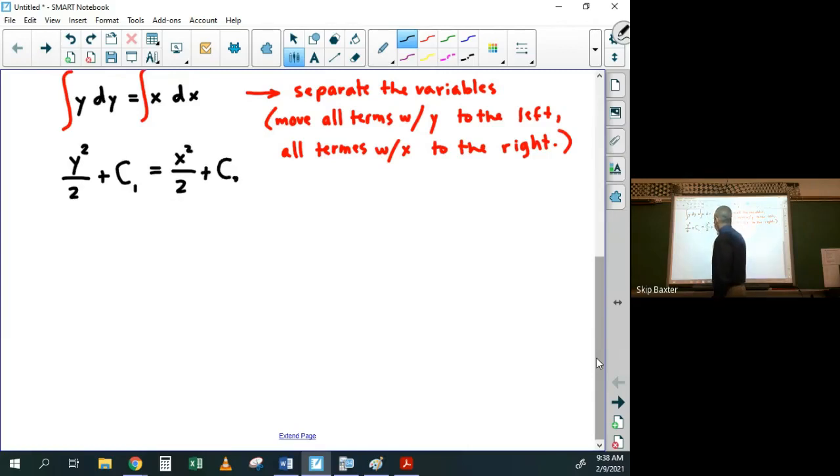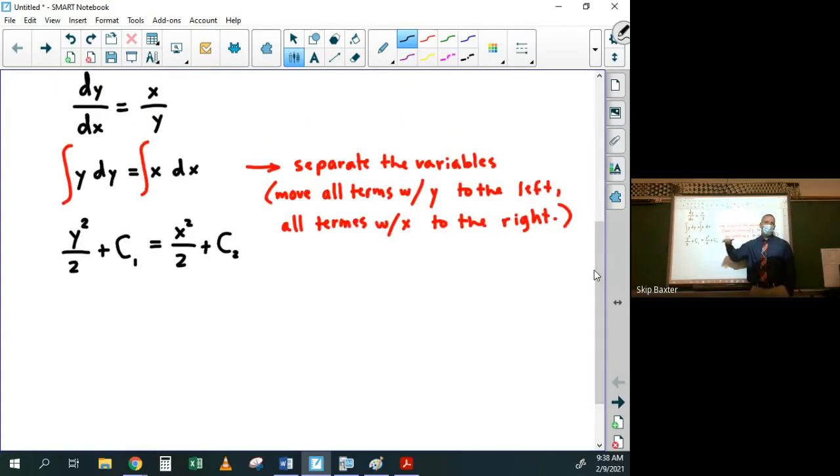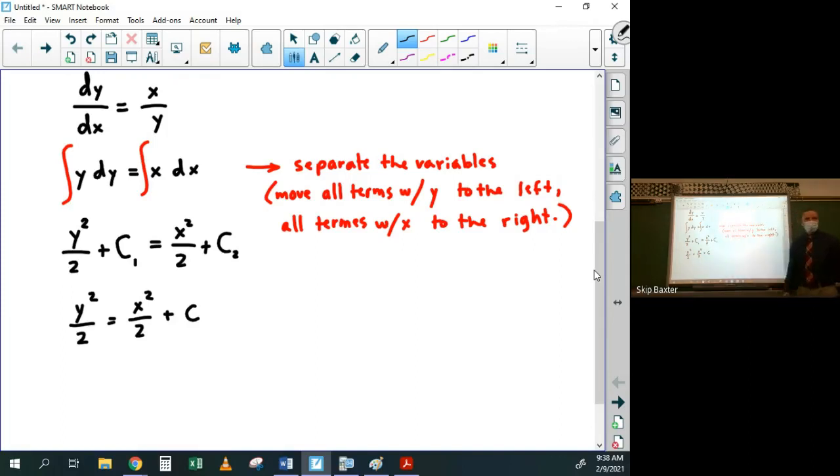But if you think about this, c1 is just an arbitrary constant. It could be any number. c2 is an arbitrary constant. It could be any number. I could just combine them into 1, right? And just think of this as y squared over 2 equals x squared over 2 plus c. Like just combine them into 1. So it really doesn't matter if you have a c on the left and a c on the right. You can combine them into 1, but you have to have a c somewhere, okay? So if this is a free response question and you forget the plus c, it's minus 1 point, okay?